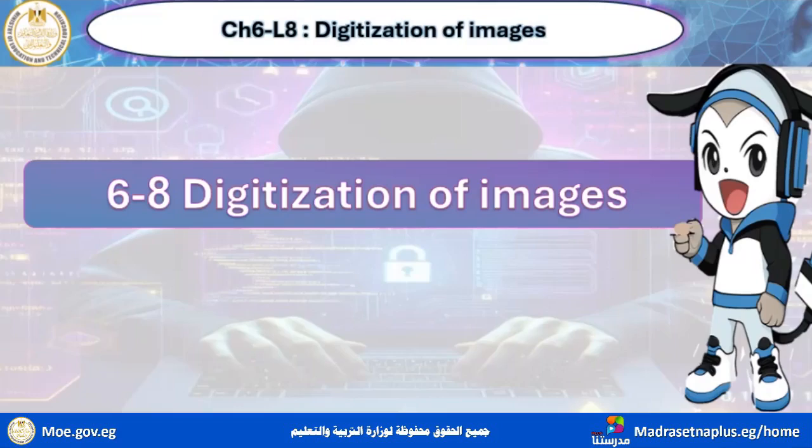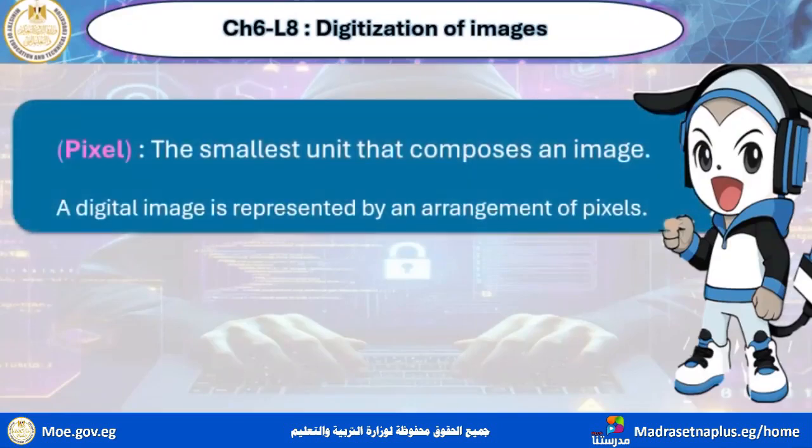Before we start, we want to know the meaning of the pixel. The pixel is the smallest unit that composes an image, meaning that the image is composed of pixels. A pixel is represented as a small square composed of dots. You can classify the images into raster and vector graphics.